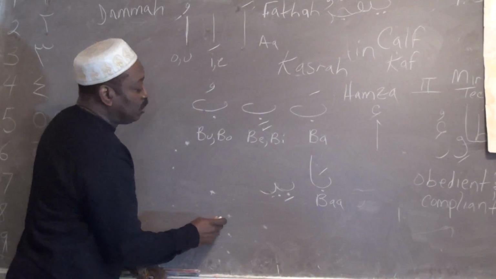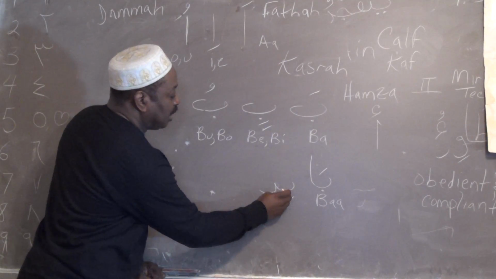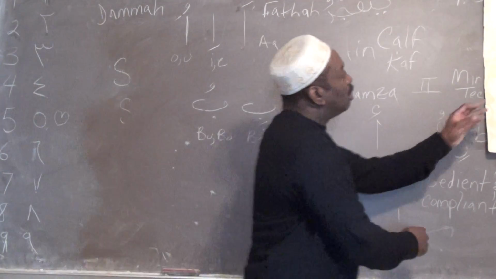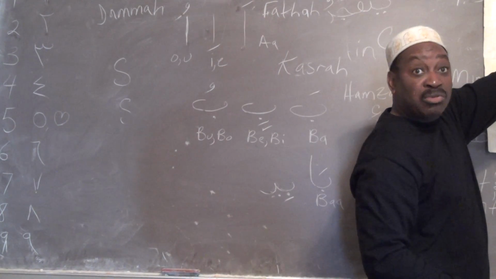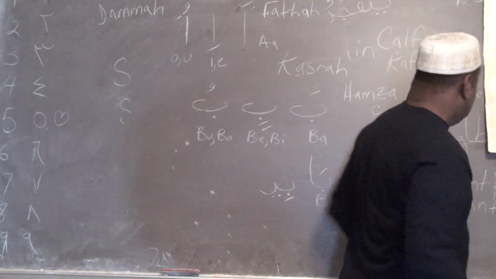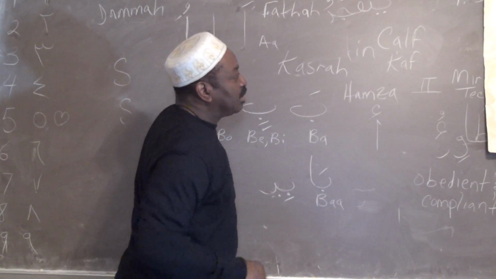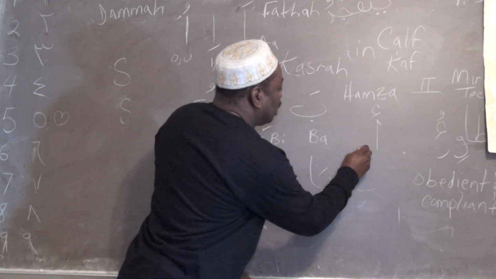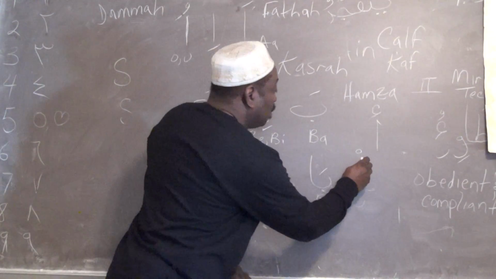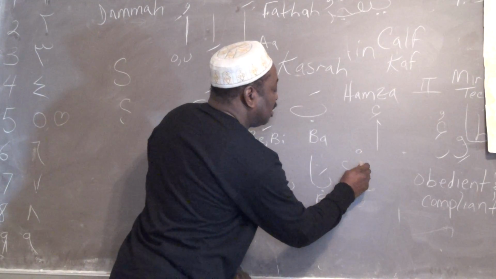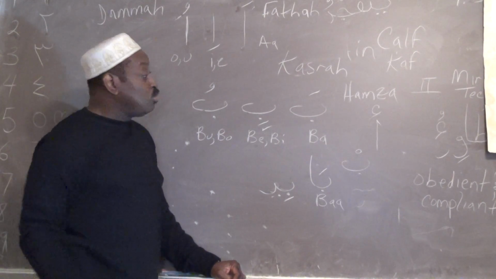Okay, so then we have ba. Let's elongate it. Let's look at how ba right here looks when it has an EE onto it, okay? Let me introduce another letter too, a vowel, so to speak. A little circle that might be over the letter. Let's say if I had this over it, this is what we call sukoon.